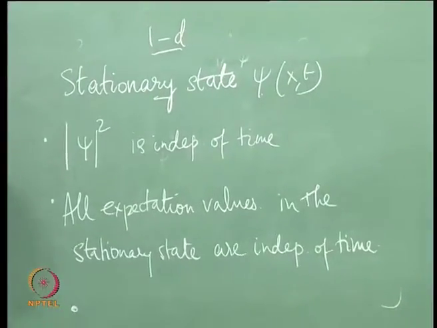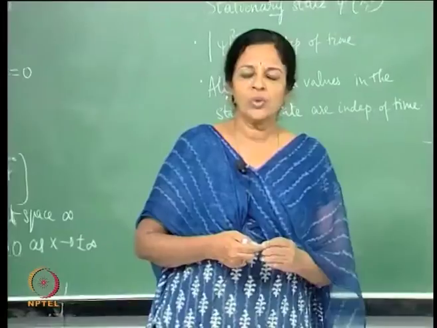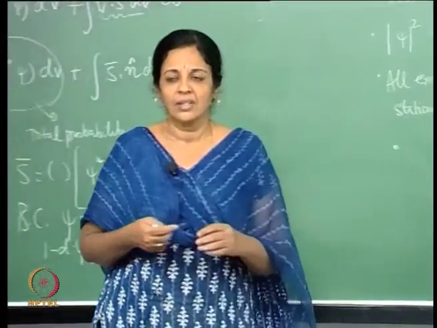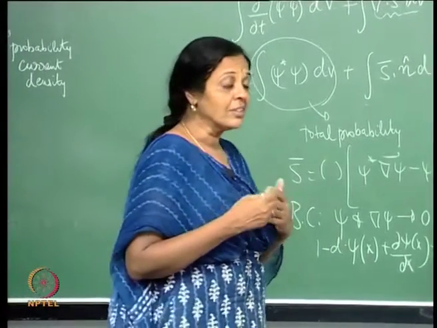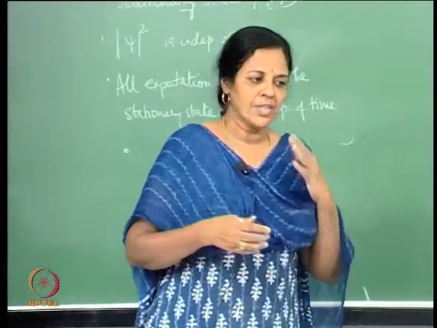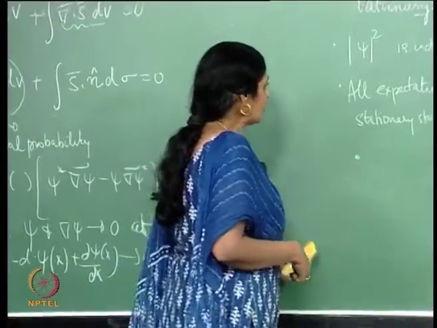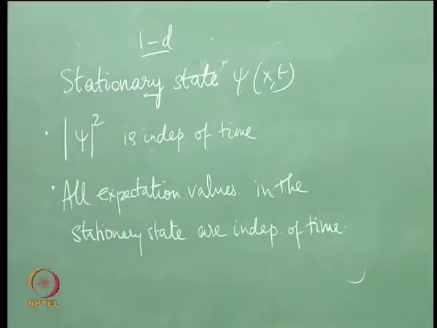And in general, if the system is in a stationary state, you will find that the energy levels are at least partially discrete. It will not be a continuous set of energy levels. The energy spectrum will at least have some of the levels being discrete. Now, given this, I want to find out how exactly I get stationary states of the system when the potential is time independent.